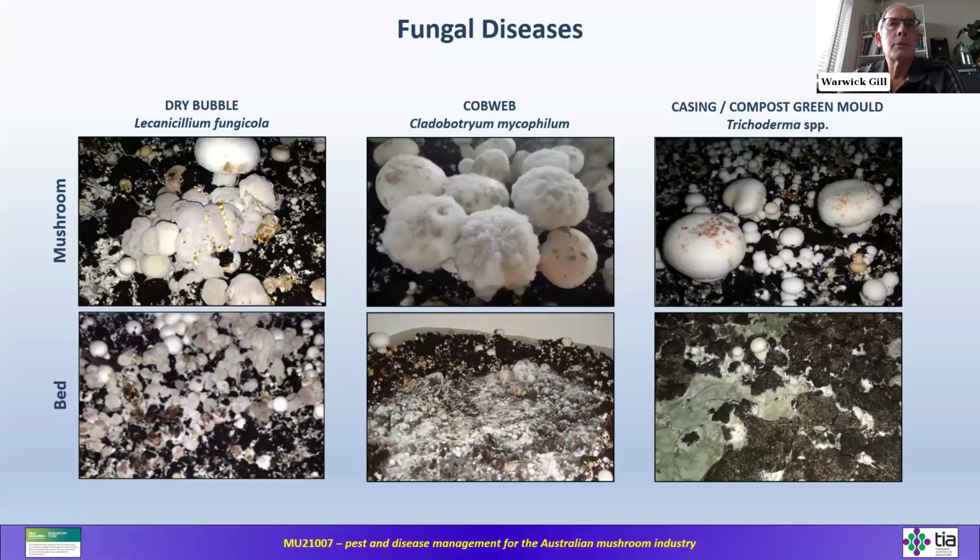So the fungal diseases we deal with constantly are, of course, dry bubble, cobweb, and the trichoderma green mold of casing and compost. We refer to dry bubble and cobweb commonly throughout this series because these are the common fungal diseases that we see often, and they also have a different biology. So they need a different management strategy. And we use these as examples throughout.